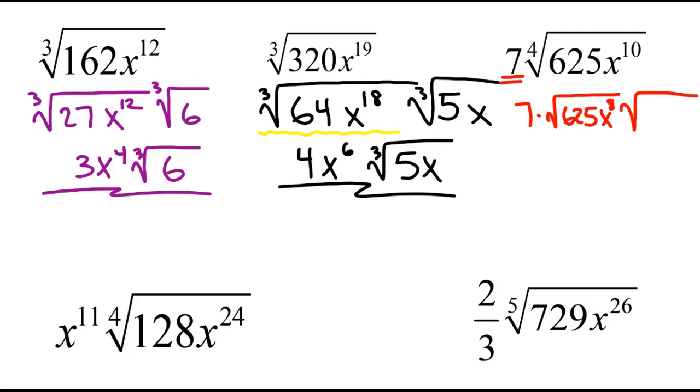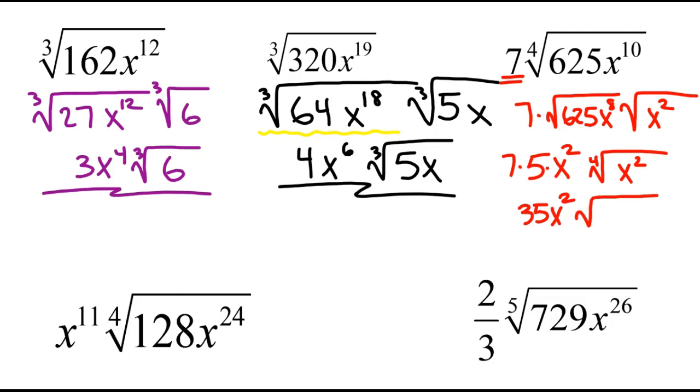You can also think of it as, how many 4s go into 10? 2, with 2 left over. So the leftover stuff is always the stuff in the radical still. So now what do I have left here? I have a 7 times a 5x to the 2nd, and then I'm left with the fourth root of x squared. So 7 times 5 times x squared, that's 35 x squared times the fourth root of x squared.